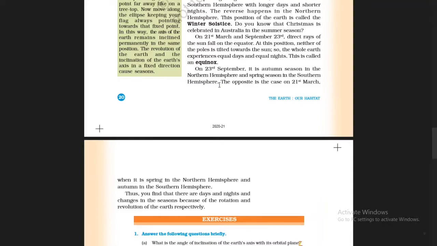The opposite is the case on 21st March. On 21st March we observe the opposite: it is spring in the northern hemisphere and autumn in the southern hemisphere. Means different hemispheres have different seasons at the same time.